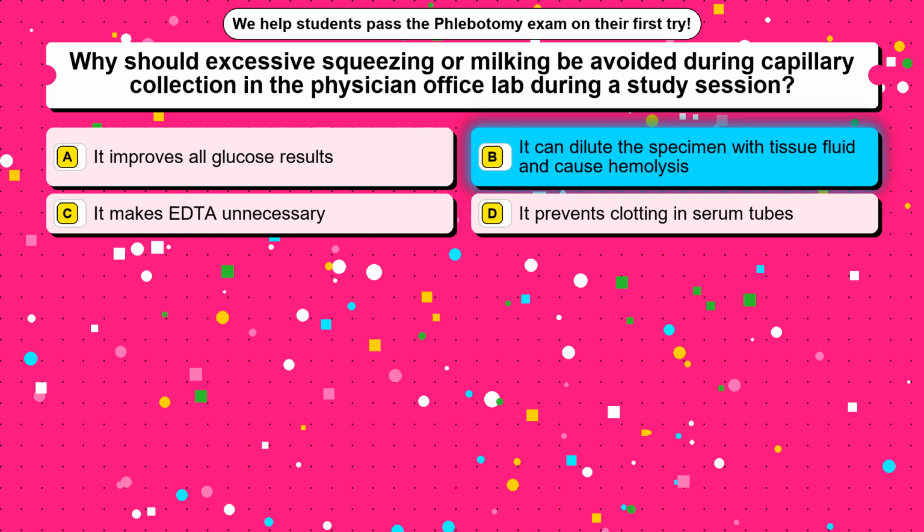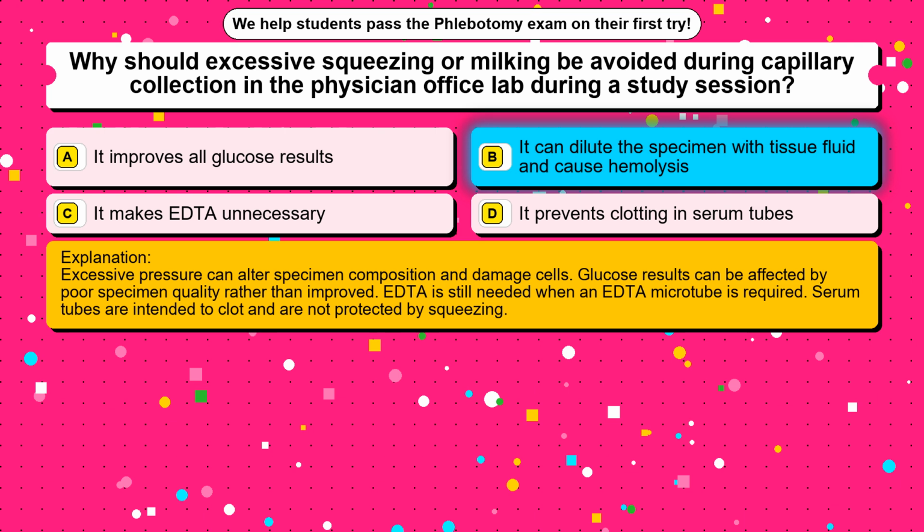The correct answer is option B. It can dilute the specimen with tissue fluid and cause hemolysis. Excessive pressure can alter specimen composition and damage cells. Glucose results can be affected by poor specimen quality rather than improved. EDTA is still needed when an EDTA microtube is required. Serum tubes are intended to clot and are not protected by squeezing.